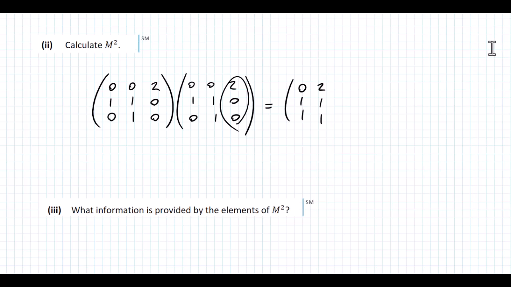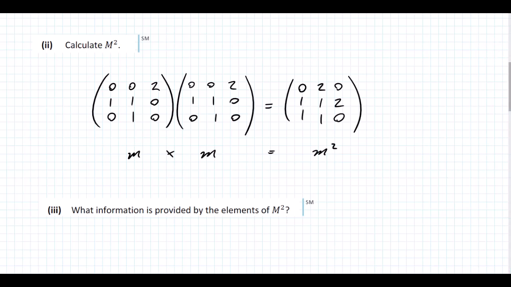And finally we just come out here to this column. We do the same thing again, 0 times 2, 0 times 0, 2 times 0. So that's going to give us 0. We've got 1 times 2, we're starting here now, 1 times 2, 1 times 0, 0 times 0, that'll give us 2. And then down here, 0 times 2, 1 times 0, 0 times 0, that'll just give us 0 down here. So this is m squared. So this is m times m to give us m squared.